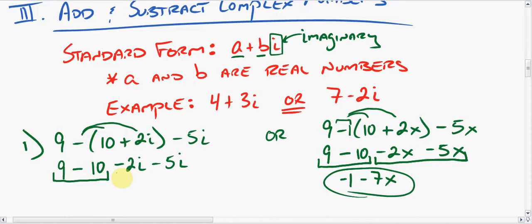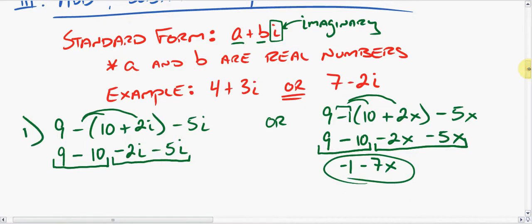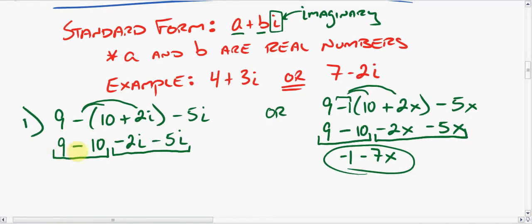My constants and my imaginary numbers are going to get combined, so the constants get combined with the constants. Those are my like terms, so 9 minus 10 gives me negative 1. Negative 2i minus 5i gives me negative 7i. So my answer is going to be negative 1 minus 7i, and you can compare that to what we did here, and it's exactly the same process. So to repeat, the i, which represents the imaginary number, holds the same properties as a variable, so you just work with it as if it was a variable.